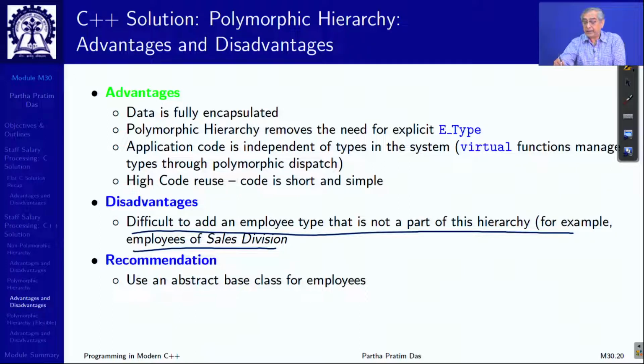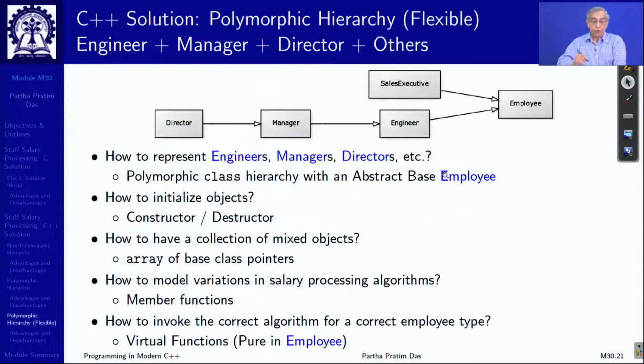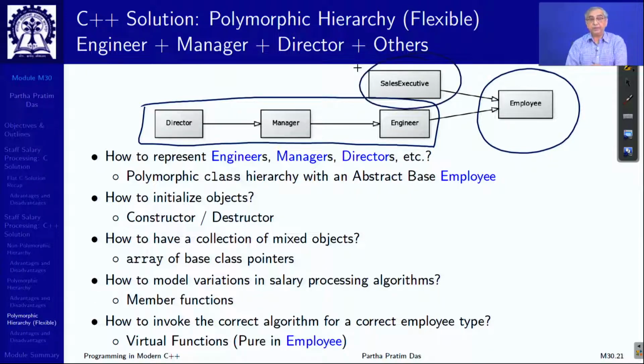Let me explain this a little bit more with a diagram. So, earlier we had only this part. Now, we add an abstract base class, and the sales executive which we want to add is naturally not in the engineering cadre. So, it goes in a different way. So, what changes in our answer is a polymorphic class hierarchy with an abstract base class employee, which was not there.